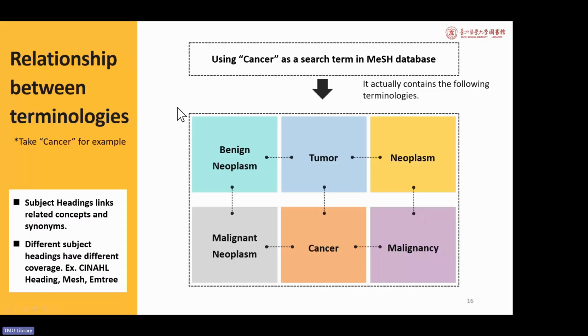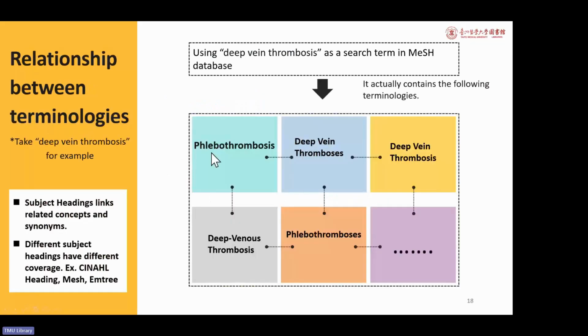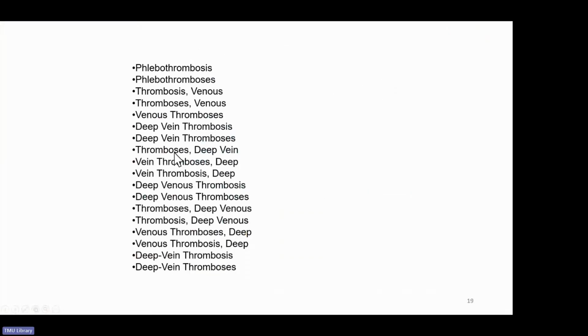And so today's example is deep vein thrombosis. Again, if I take deep vein thrombosis as example, in the MeSH term, you will see venous thrombosis and some narrow terms, and some relevant concepts, or even you can say similar or synonym terms. And here are more synonym terms in the MeSH term of venous thrombosis.